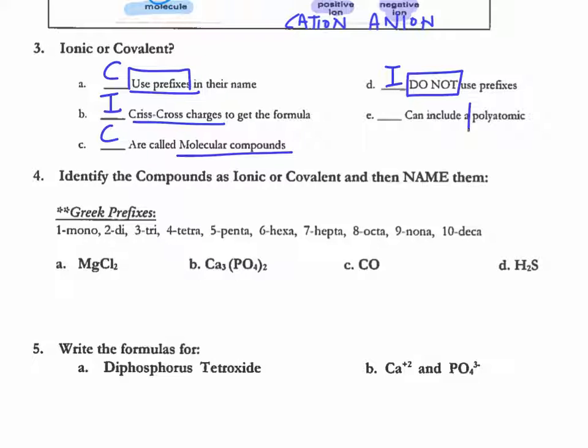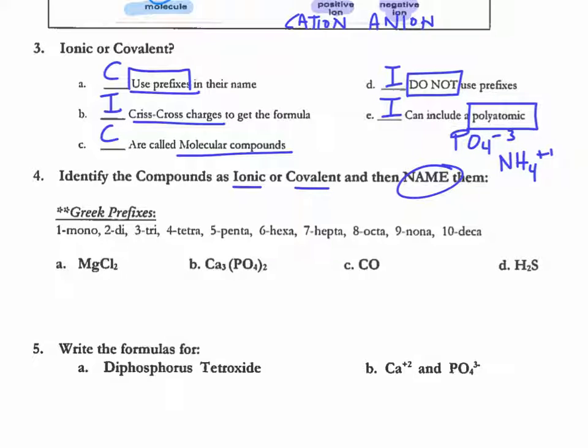And those types of compounds that have polyatomic ions, those are also ionic. So anytime you have a PO4 or an NH4, these things are polyatomic ions. They automatically make the compound ionic. Okay, so now we're going to identify the compounds as ionic or covalent and then name them.